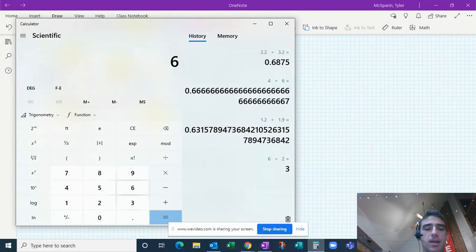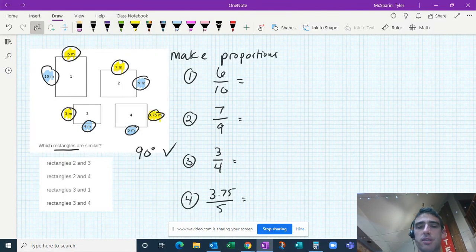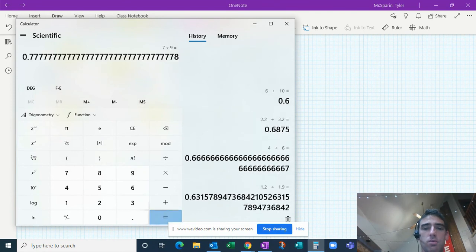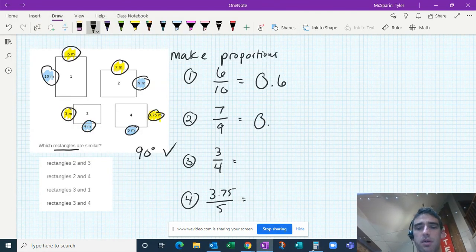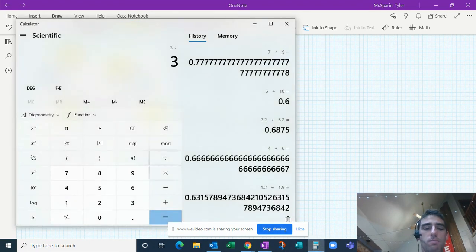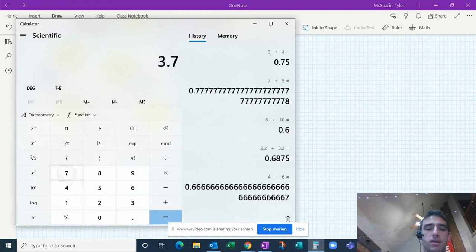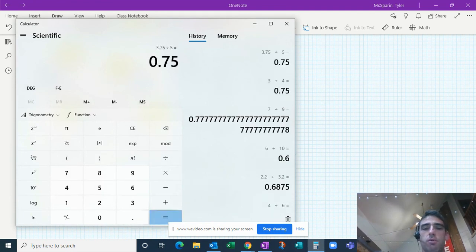6 divided by 10 equals 0.6. 7 divided by 9 equals 0.77. Actually, I think it was 0.78. 3 divided by 4 is going to be 0.75. Yep. 0.75. And 3.75 divided by 5 equals 0.75.